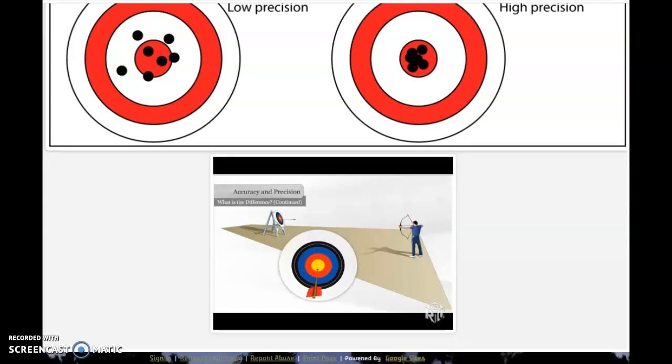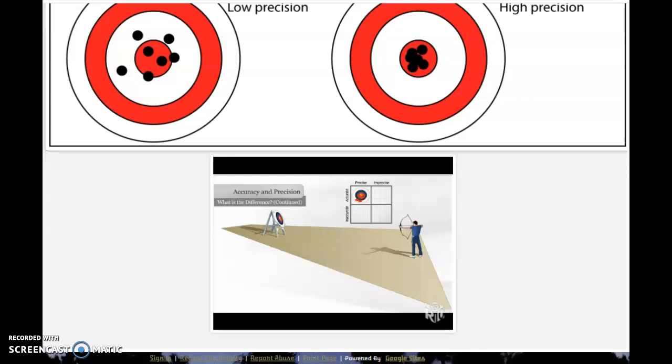The archer is accurate when he hits the bullseye. He is precise when he can consistently hit the same spot on the target, in this case the bullseye, over and over again. This archer is both accurate, he hits the bullseye, and precise. He is able to hit the same area of the bullseye repeatedly.